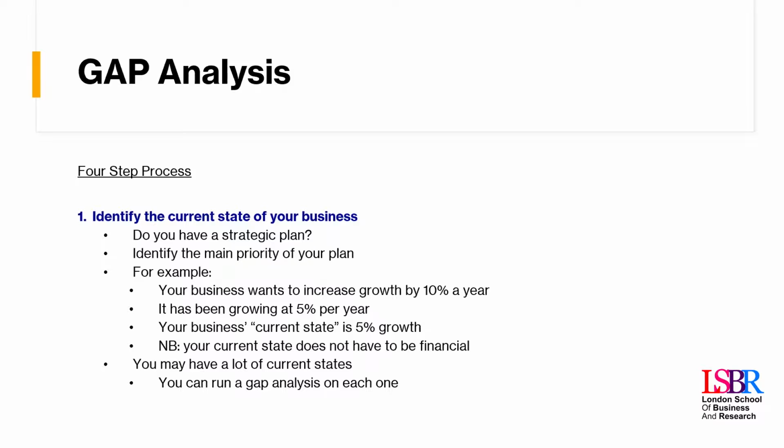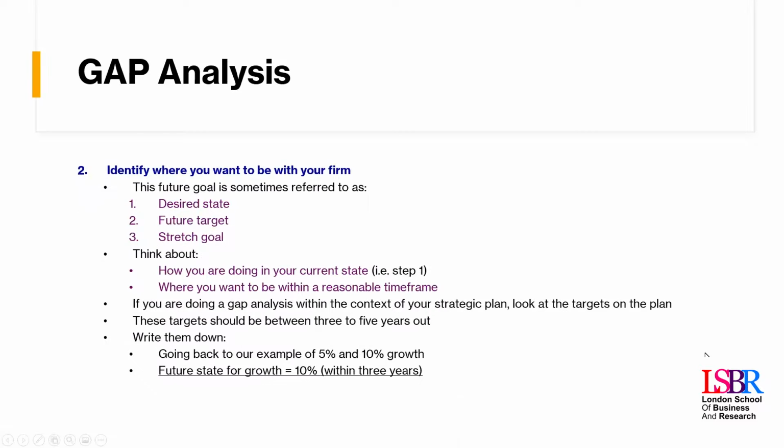Okay, so gap analysis isn't just saying here is one way to represent us. It's about saying here are different ways, and here are things we're already good at, we want to maintain. Here are things we're perhaps not so good at, and we want to improve. So the second step then is to identify where you want to be with your firm. So we want you to identify what's called the desired state or the future target, or even what's called a stretch goal. How are you going to stretch your business? How are you going to stretch your thinking so that you can achieve above and beyond what you currently are?